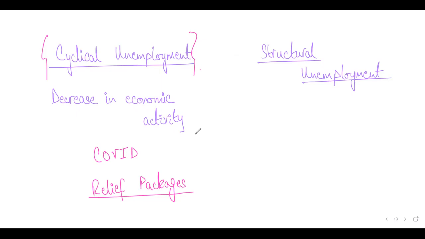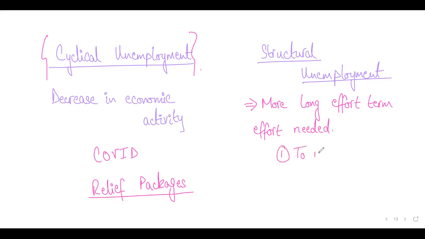Then moving on to structural unemployment. Now, structural unemployment requires more long-term effort. How so? Because think about this, it's happening because people's skills are becoming outdated. Yes or no? Long-term, more long-term effort needed. Okay. Now, structural unemployment, as we discussed, also happens due to technology changes and so on. So the first and foremost thing that the government can do is to provide training to all these people who are becoming unemployed, right?